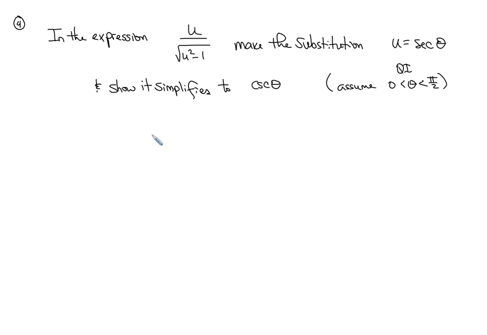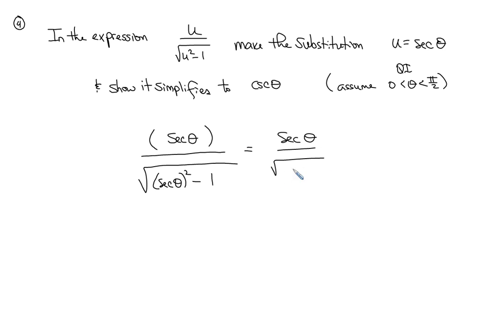Okay, first thing we're going to do is substitute. We're substituting, so we need to use parentheses. This becomes secant of theta in the numerator over the square root of secant of theta quantity squared minus 1. So what this gives you is secant theta over the square root of secant squared theta minus 1. Remember that if they give you a number here like 2 secant theta, you have to square the number also, and it would give you 4 secant squared theta, not 2 secant squared theta, so be careful with that.